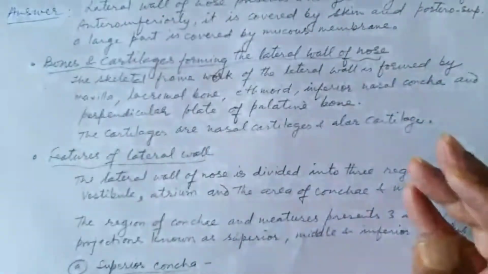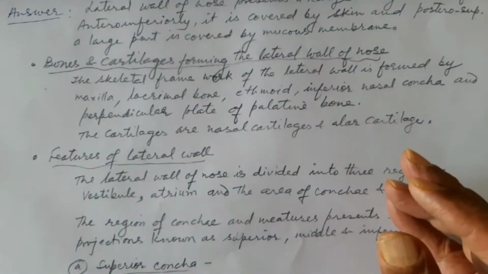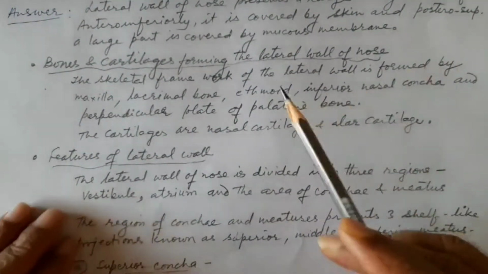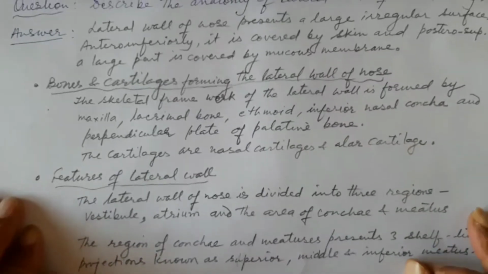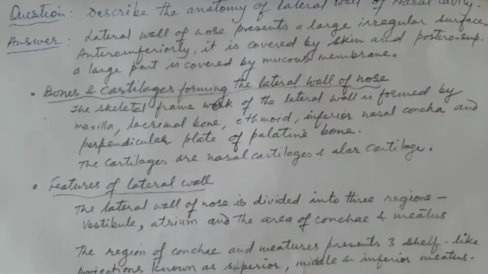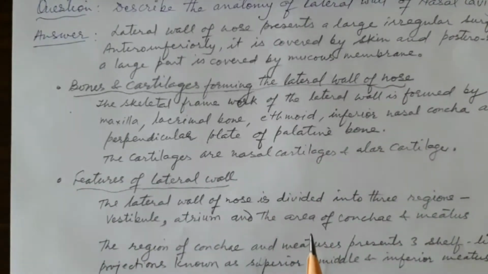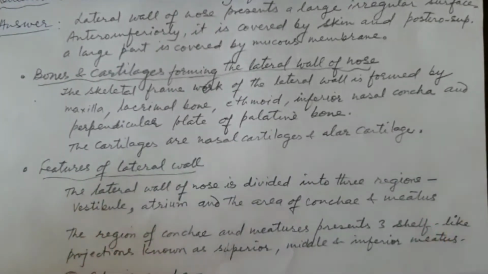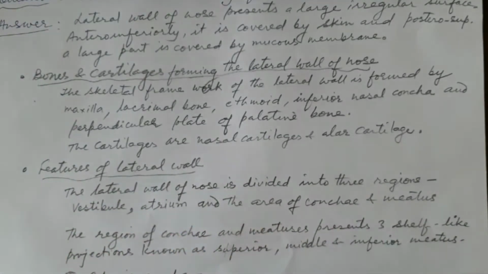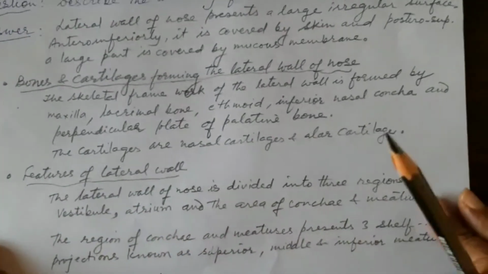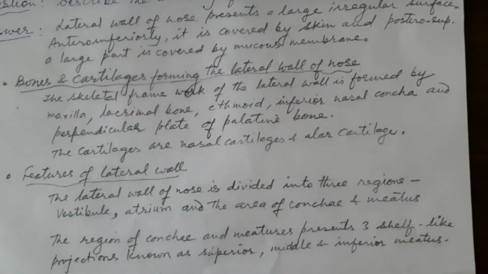Anteriorly there are the cartilaginous structures. So we have learned about the bony structure, and the cartilages, which are the nasal cartilage and alar cartilage, form the anteroinferior part of the lateral wall of the nasal cavity. I hope that you have understood the bones. Let us come to the features of the lateral wall, which we have seen as bony. Now this will be covered by the mucous membrane and anteroinferiorly by the skin, which will have the hairs.